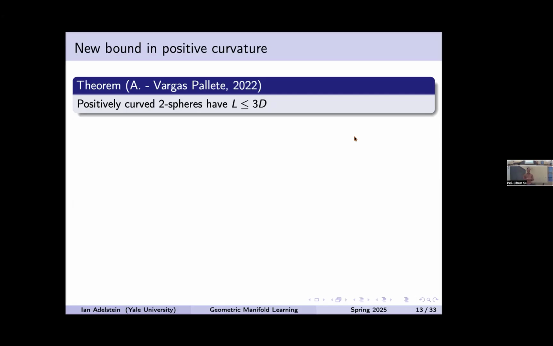But I do want to talk about some of this more applied math. And so I'm going to wave my hands at the proof and show you just a couple of the key ingredients and how this works.